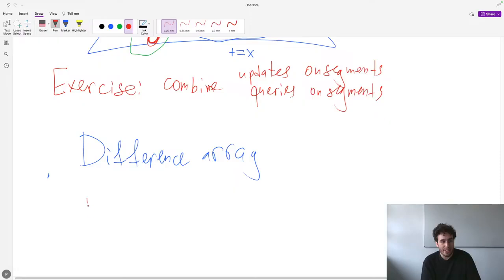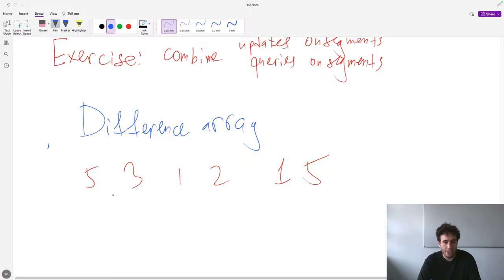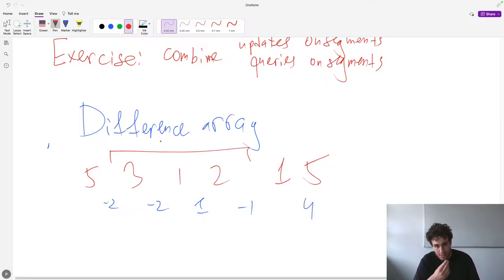So difference array is, you have an initial array, and it's gonna store differences between consecutive elements, right? So it's like -2, -2, 1, -1, 4. And then if I'm adding something on a segment plus x, then all these differences here are not gonna change because I add x to both of these values. So the only things that are gonna change are like here on the border, right?